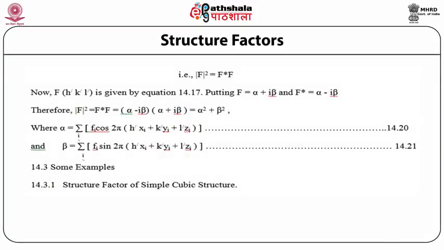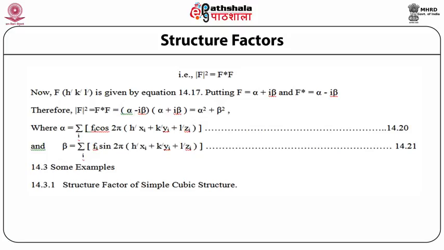That is, modulus of F squared is equal to F star F. Now, capital F(H', K', L') is given by equation 14.17. Putting capital F equal to alpha plus i beta and F star equal to alpha minus i beta, therefore modulus of F squared is equal to F star F, which is equal to alpha minus i beta into alpha plus i beta, which is equal to alpha squared plus beta squared, where alpha is equal to summation over i within brackets small fi cos 2 pi (h' xi plus k' yi plus l' zi). Put this as equation 14.20.